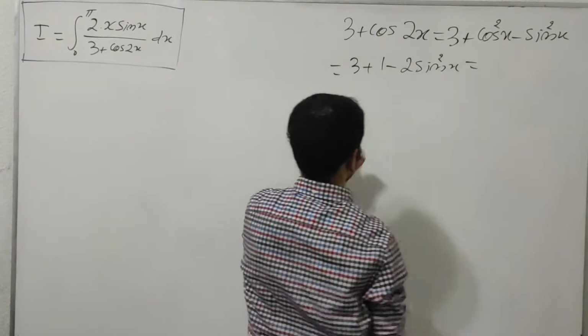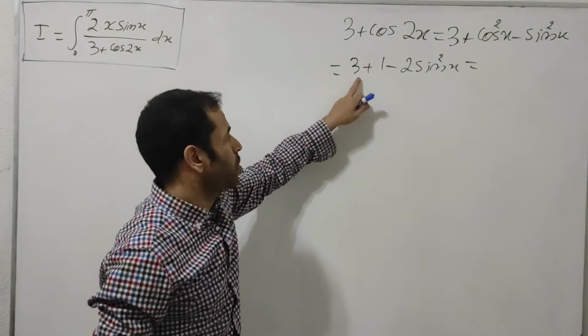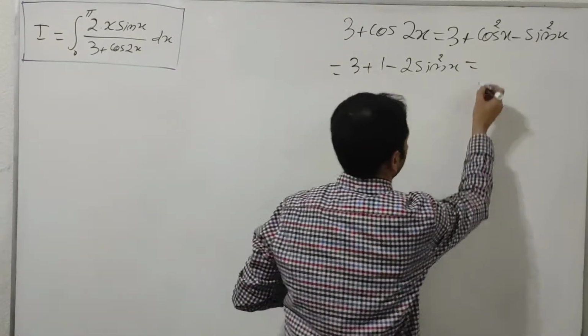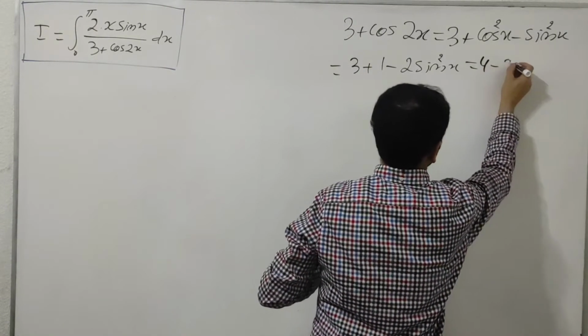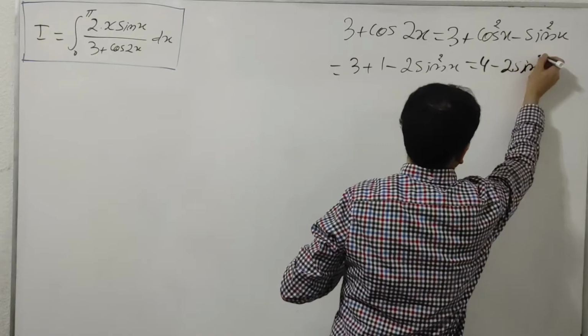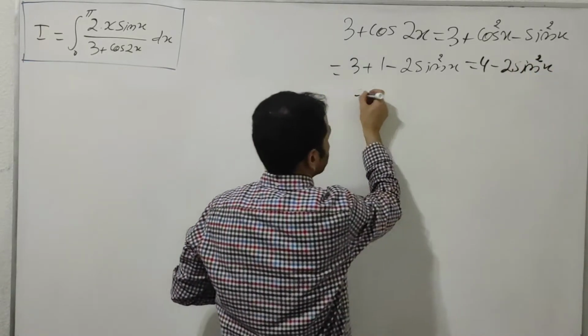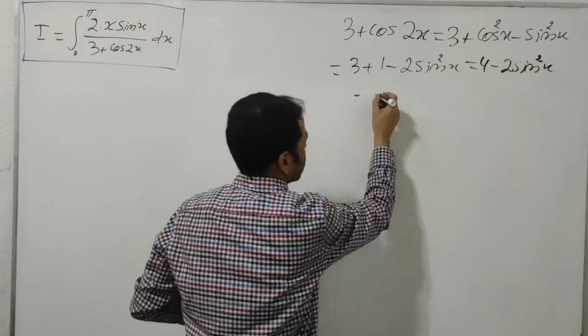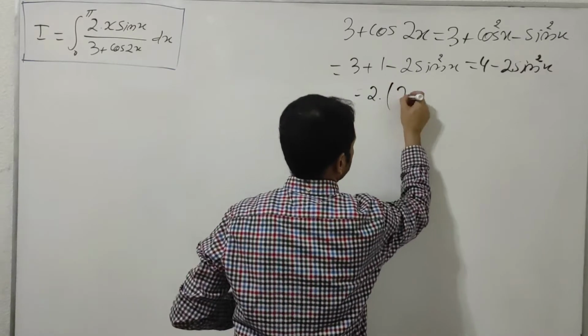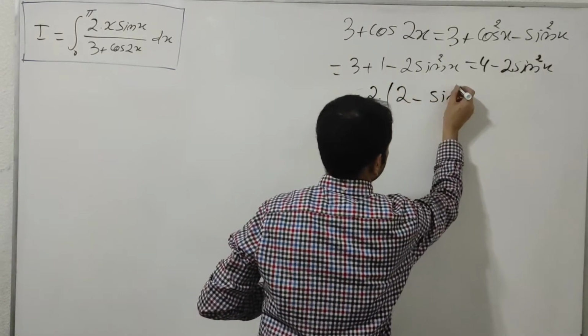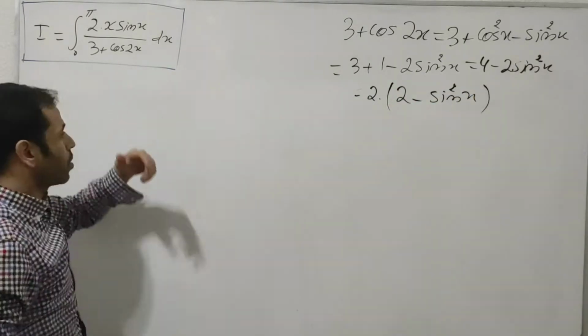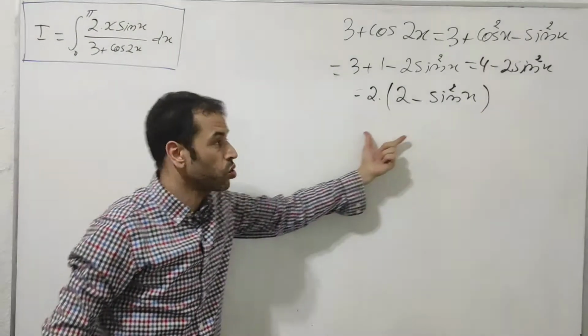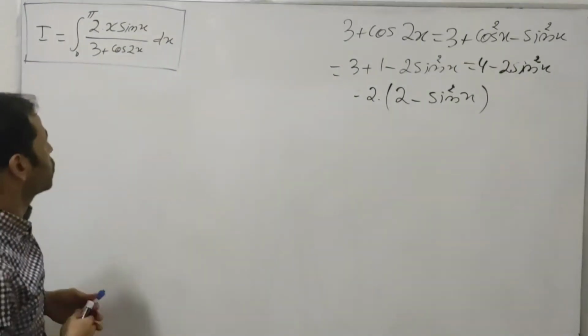Now by adding 3 and 1, we get 4 minus 2 times sine square x. By taking number 2 as a common factor, I will have 2 multiplied by 2 minus sine square x. Okay, I'm going to take this expression and insert it in the denominator of this integral.